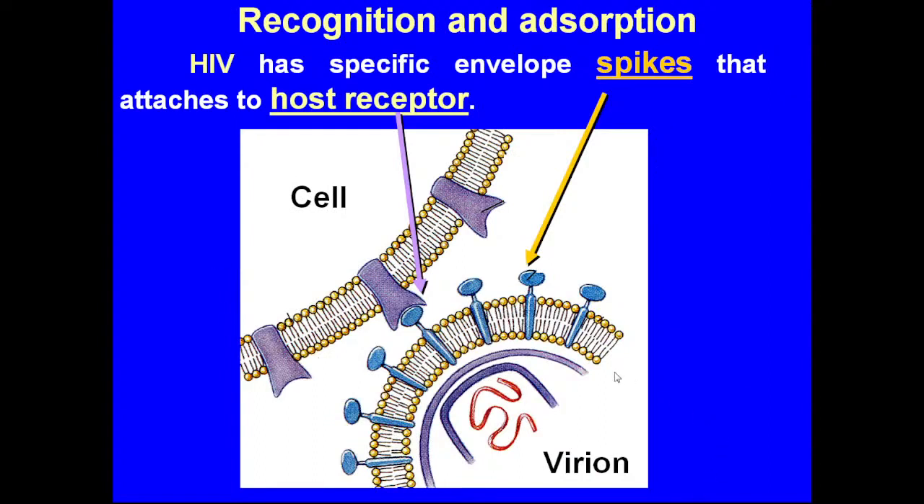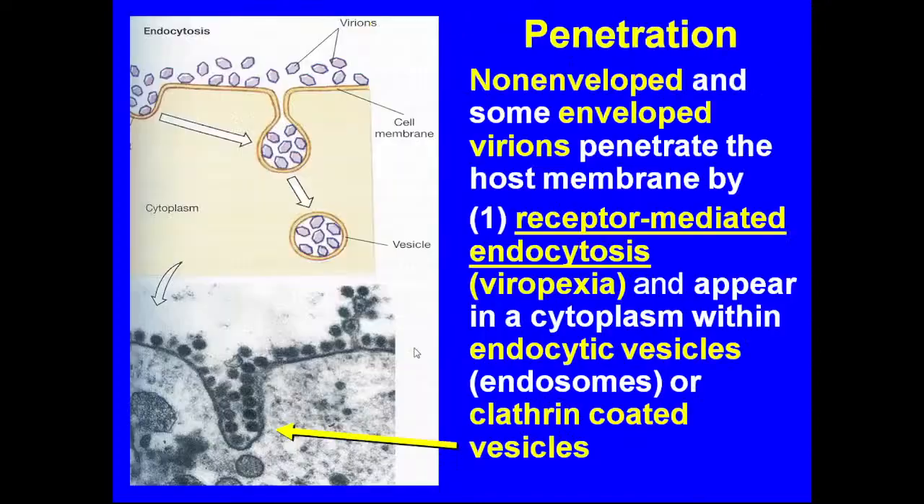Then the enveloped virus usually does it with the help of those spikes incorporated into the envelope. That is the example of HIV, which, with the help of GP120, the surface glycoprotein, attaches to the CD4 receptor on the surface of the T CD4 lymphocytes, right? These are the best targets for the HIV virus. So this interaction is highly specific.